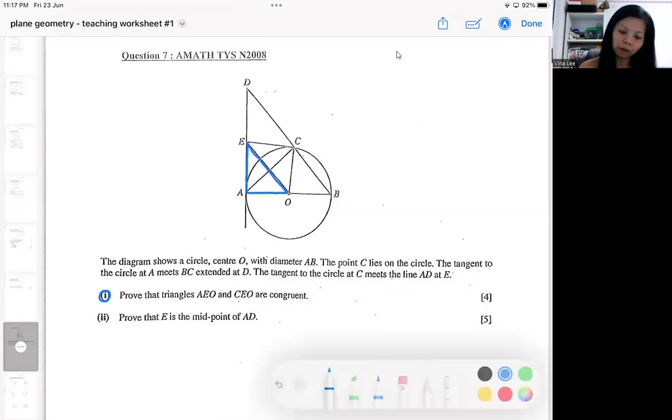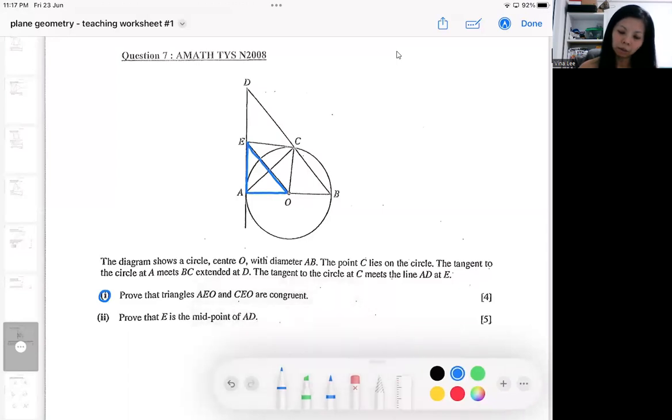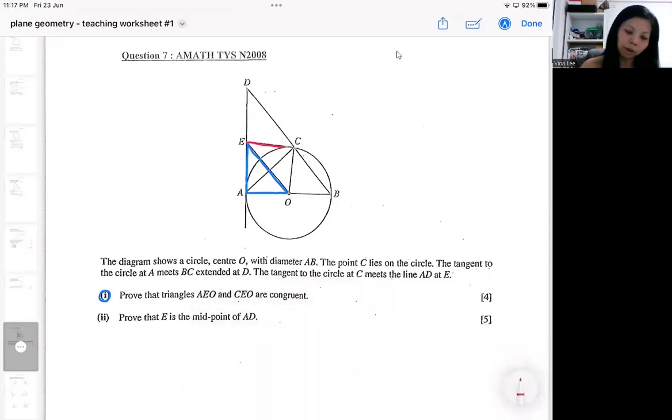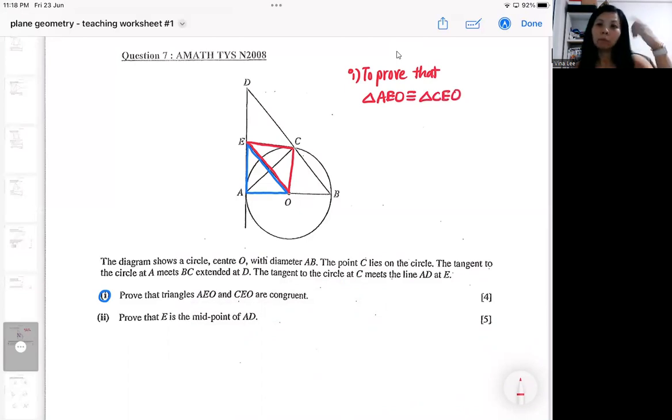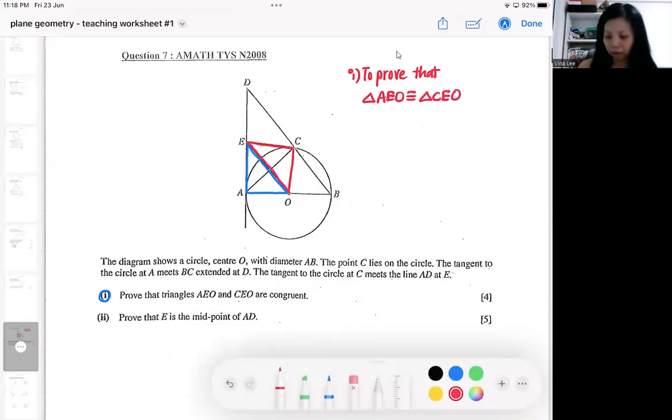So I'm going to color it in two colors. I'm going to make it blue and red. Okay, so first part, I'm supposed to prove that triangle AEO is going to be congruent to CEO. So mentally you got to run through what are the tests. So what are the possible tests?